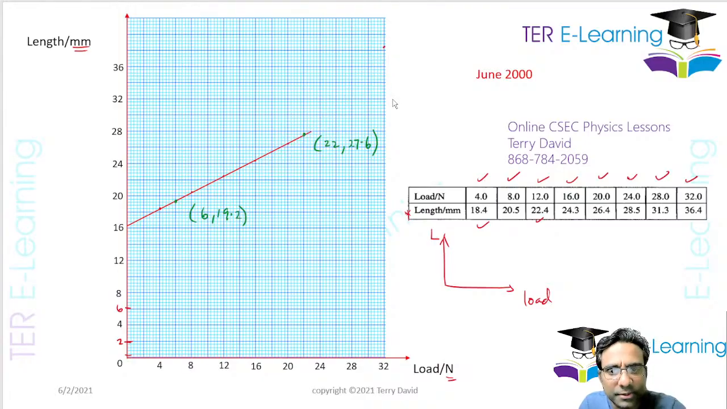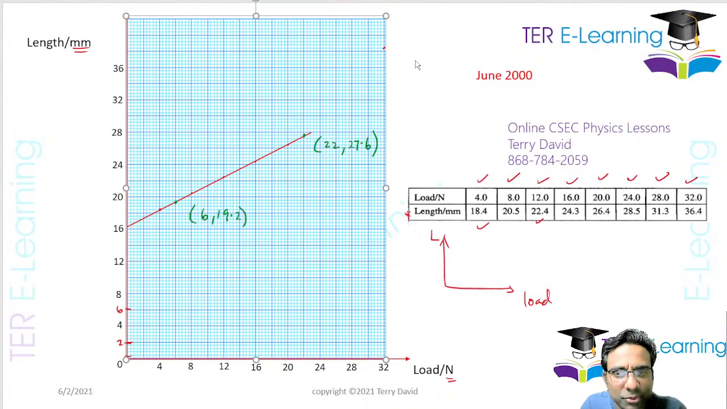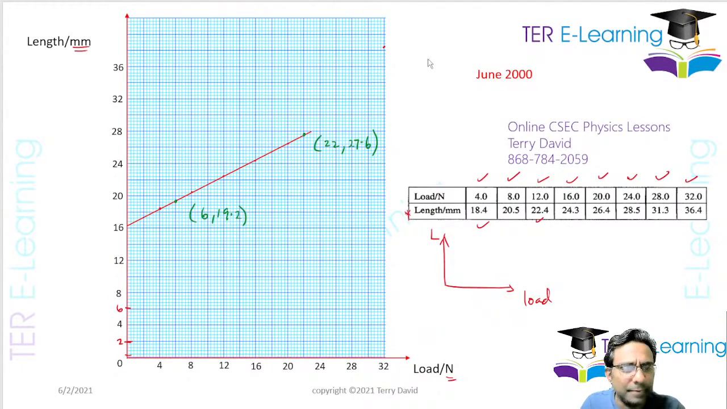So let's just remove that piece here and let's just plug back those points. Right? Let's see, 24 against 28.5. Right, that's about here. 28 against 31.3.